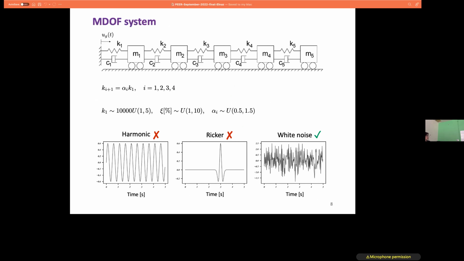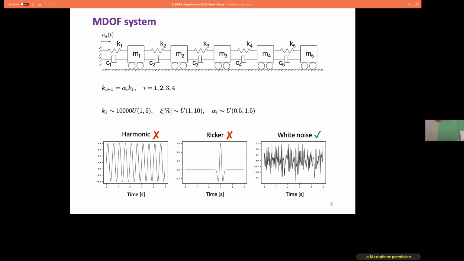So the very first example we studied was a multi-degree of freedom system. Here is how we are defining some set of uncertainty in our input parameter space. For example, I have some uniform distribution for my first spring stiffness, and some distribution for my modal damping, and also other stiffness coefficients. And we also want to have some randomness in terms of the input excitation. So we tried different excitations to see which ones are good in predicting the response to earthquakes.